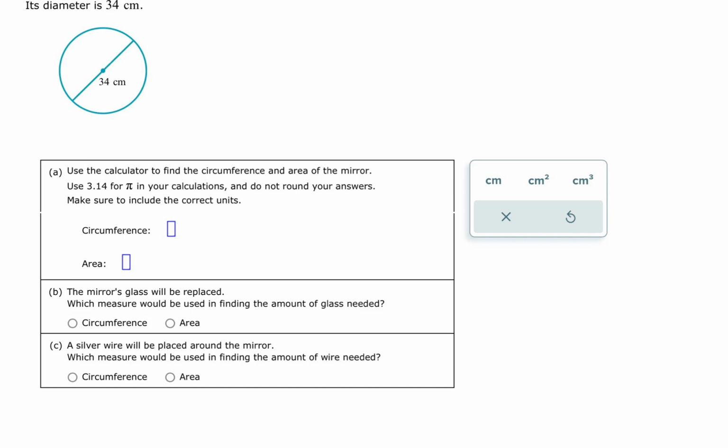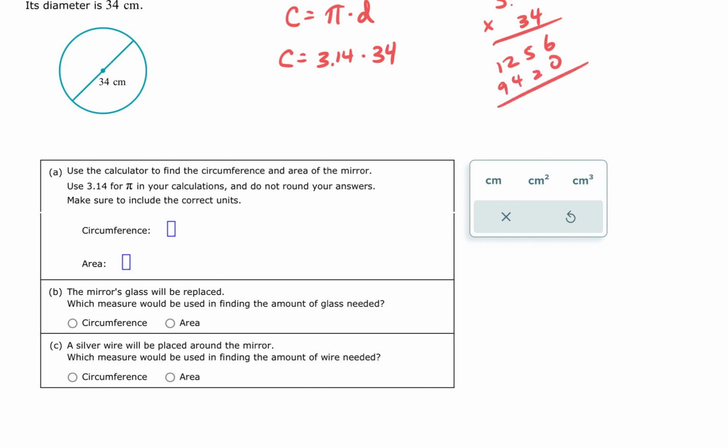Use 3.14 for pi. And circumference equals pi times the diameter. So we're going to do 3.14 times the given diameter of 34. It says use a calculator, but I'm not going to use a calculator. I'm just going to go ahead and multiply this out. 16, 5, 12, 12, 4, 9, adding it all up. And we have two digits after the decimal point. So I have a circumference of 106.76 centimeters.